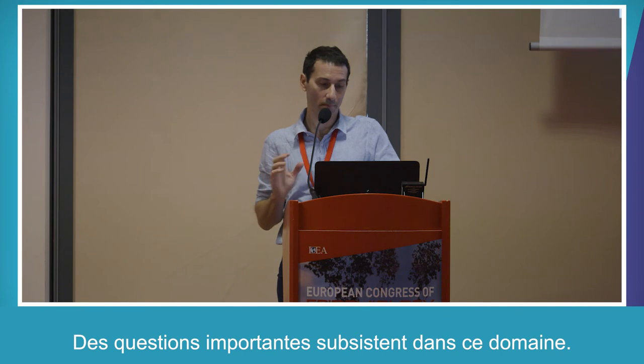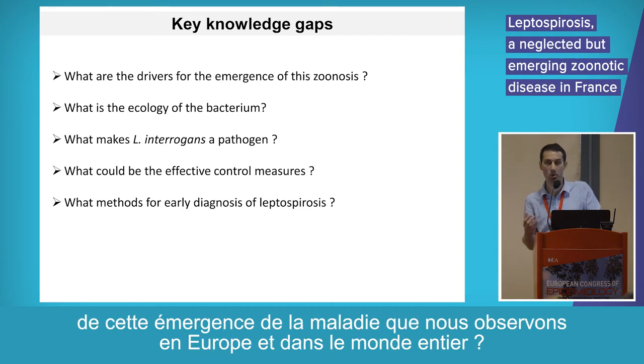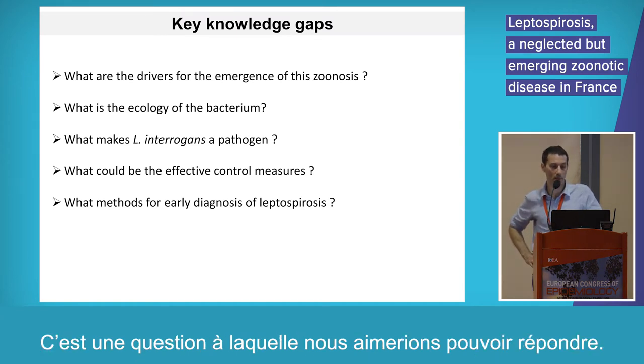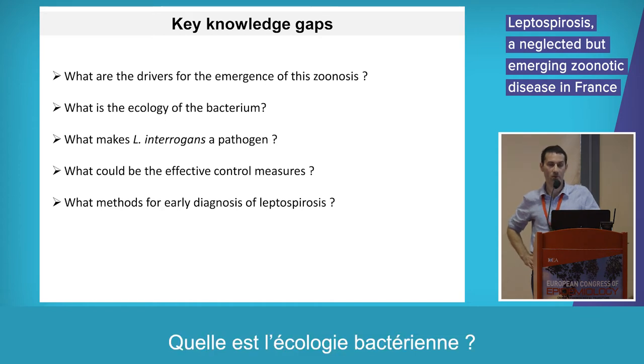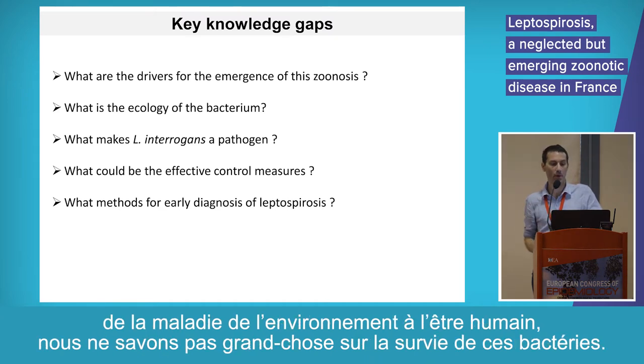So there are major knowledge gaps in the field. For example, what are the drivers of the emergence of the disease as we observed in Europe and worldwide? Is it because of climate change or other factors? This is a question we'd like to answer. What is the ecology of the bacterium? The survival of the bacteria in the environment is key in the transmission of the disease from the environment to humans, and we don't know a lot about it.